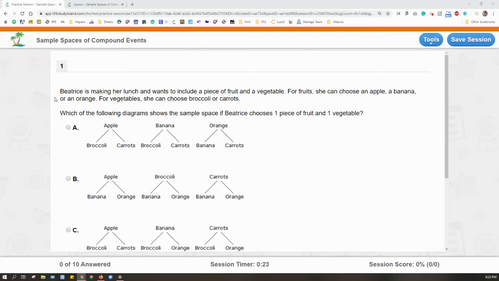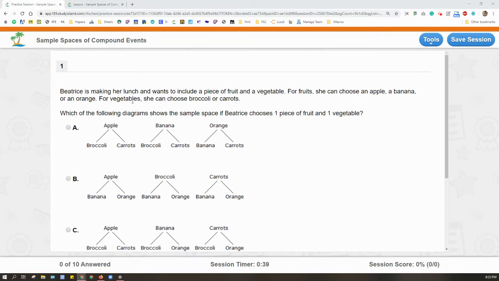Here we go with sample spaces of compound events. Number one, Beatrice is making her lunch and wants to include a piece of fruit and a vegetable. For fruits, she can choose an apple, a banana, or an orange. So she has three fruits.